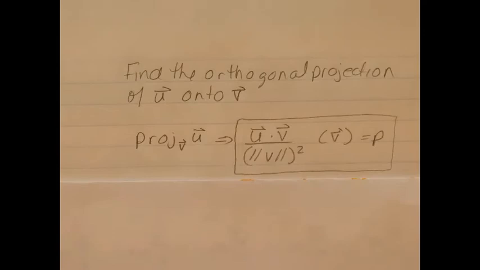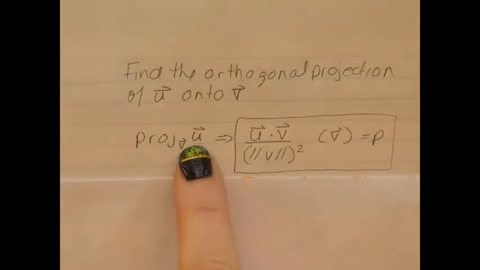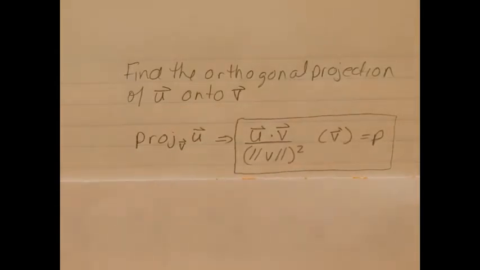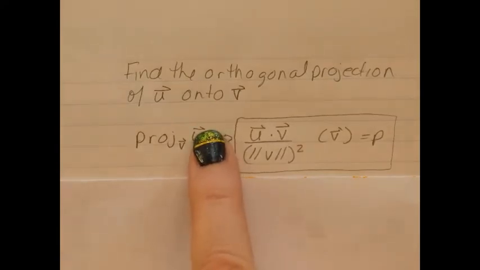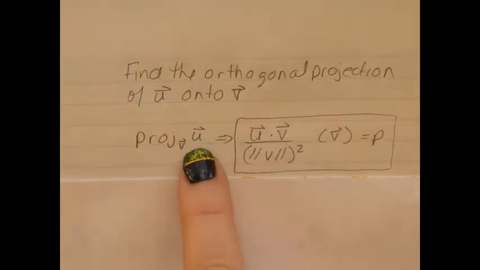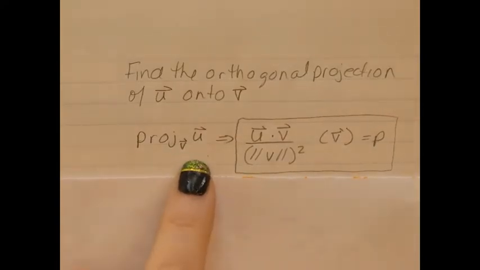Next up is orthogonal projection of u onto v. This is the formula for projection of u onto v. Please understand that I could ask you for the projection of v onto u, of which u and v would change places in that formula. There's only 2 ways to rewrite this problem, u onto v or v onto u. If you do v onto u, all of the variables will switch places.